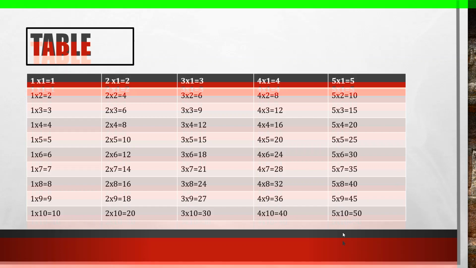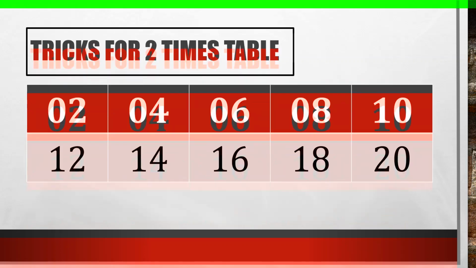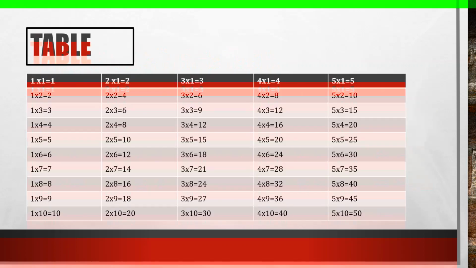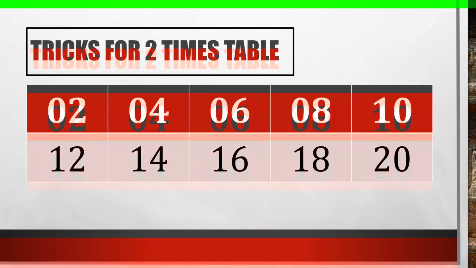Then the remaining tables you can see in the next table. But you can write down the tables. Here are table 1, table 2, table 3, table 4 and table 5. Table 1 is the easiest table. But for table 2, here are the tricks.